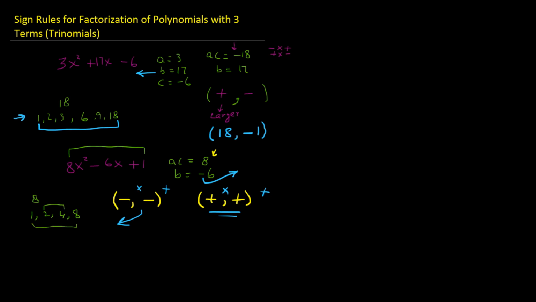If we add 1 and 8, both negative, we get minus 9. If we add 2 and 4, both negative, we get negative 6. So our numbers are negative 2 and negative 4. These are our numbers, so we will split this term into negative 2x and negative 4x.